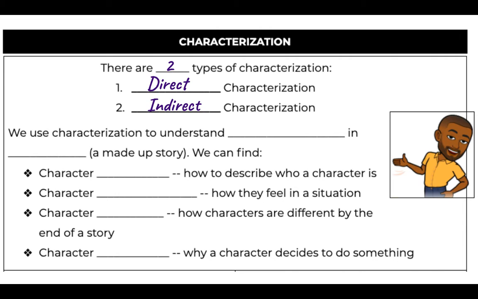We use characterization to understand characters in fiction. And we know fiction is a made up story. So when we characterize characters in fiction, we can find various things. One of the main things we usually find, and we're going to find today, is character traits, how to describe who a character is. We also can find character feelings, how they feel in a situation. We can also find character change, how characters are different by the end of a story. And then we can also find character motives, which is why a character decides to do something.